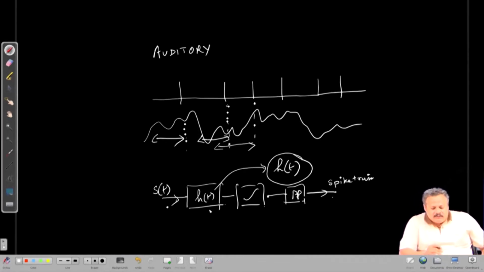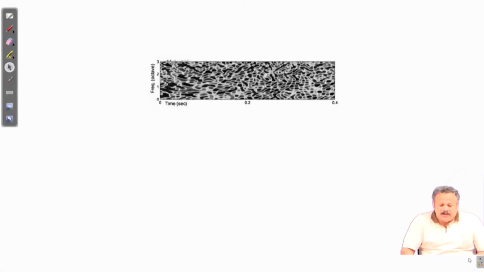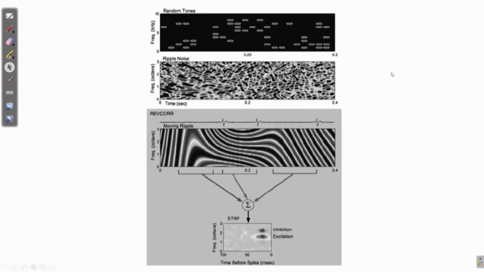With that thought, we will extend the idea of this spike triggered average into using the spike triggered average to derive what we had discussed as the STRF.